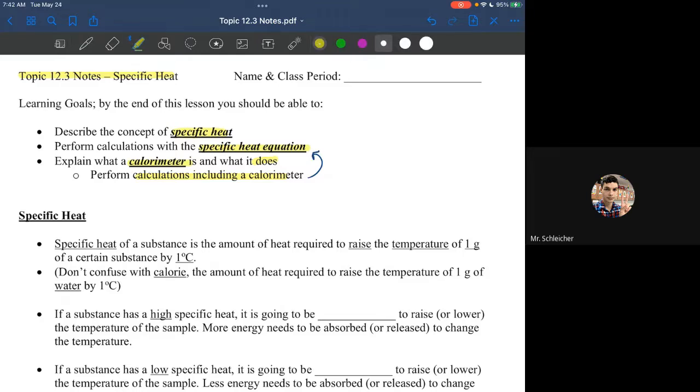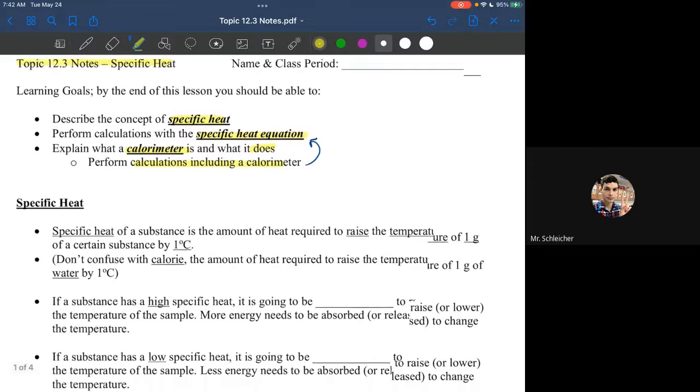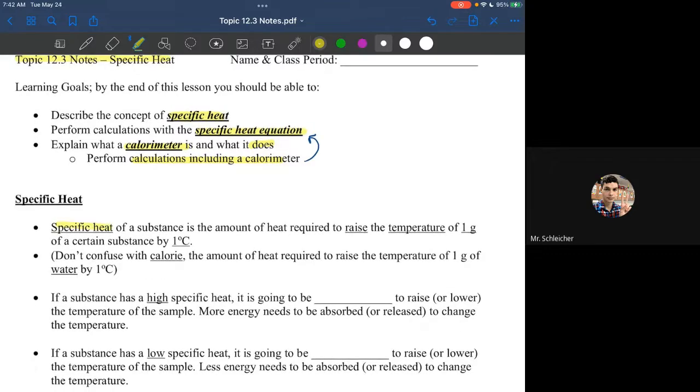So let's talk about what exactly is specific heat. So specific heat of a substance, kind of a technical term here, is the amount of heat energy required to raise the temperature of 1 gram of a certain substance by 1 degree Celsius. It could be any substance. Each substance has their own specific heat.